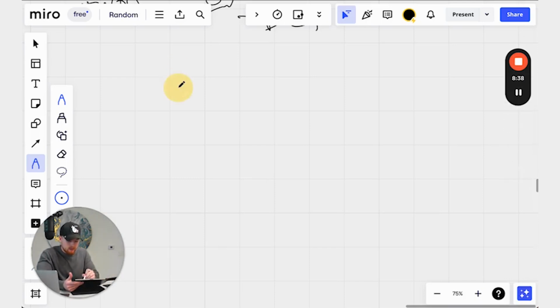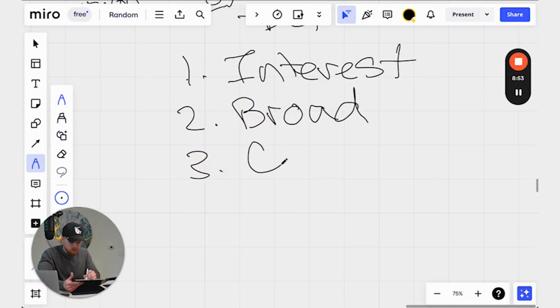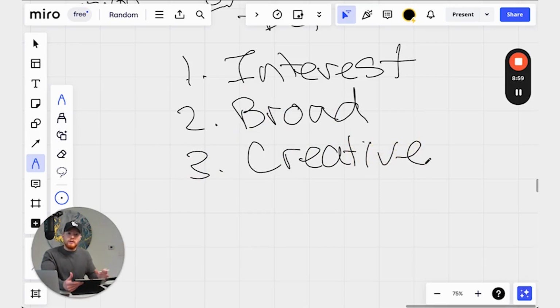So the first thing that you want to be testing out, and something that you can just keep as a rule of thumb, is you want to run interest testing, you want to run broad testing, and you want to run creative testing. So these three testing structures, or three different components that you're going to be testing, is going to figure out what is performing best in your ad account, split between interests or broad.